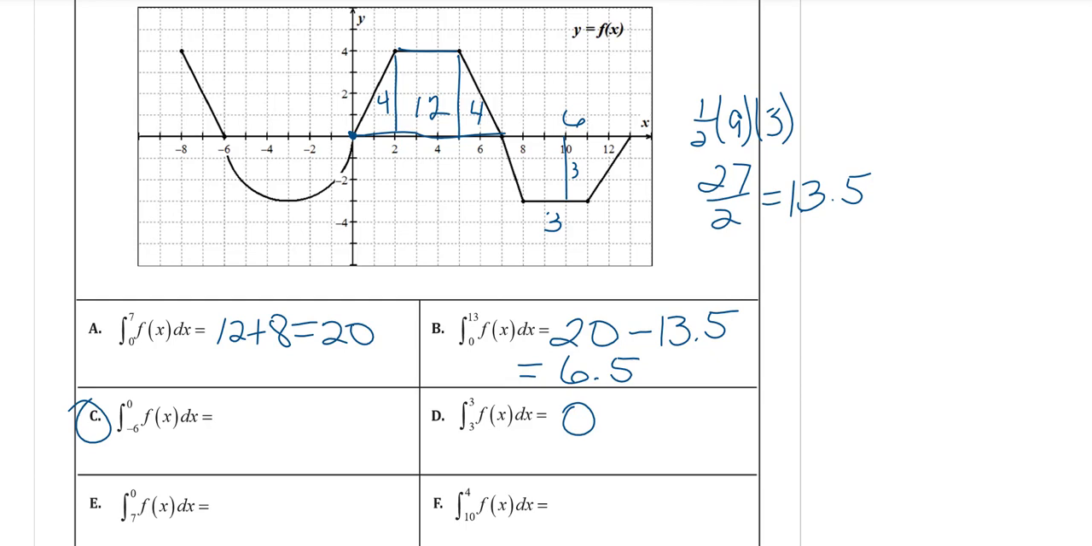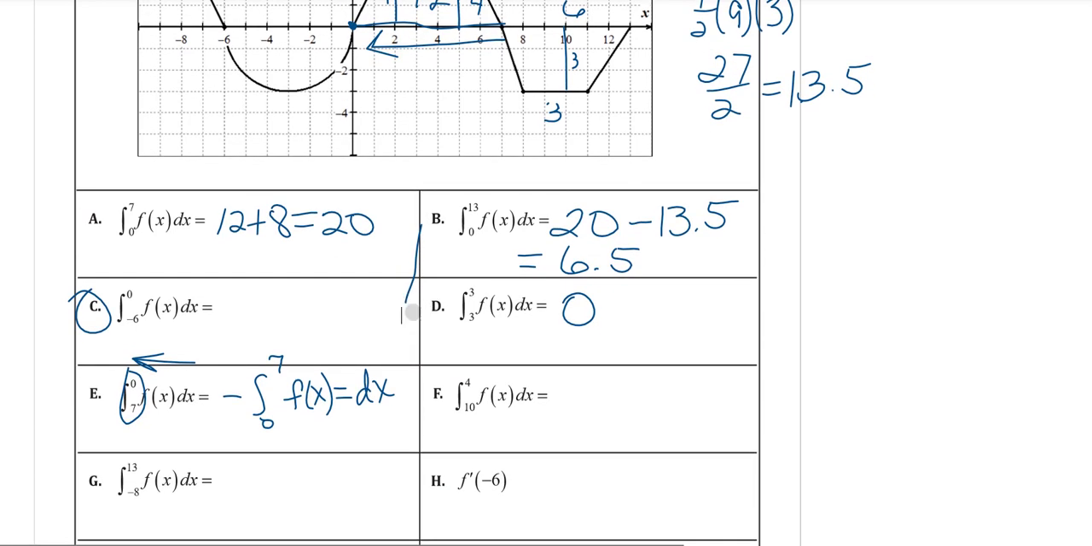Now the next one, though, what you notice is the limits of integration are backwards. So we're going to be going towards the left. So really what we're going to do is think of this as the opposite of what we already figured out in part A, because we're going to be moving this way towards 0 in the opposite direction. So the answer to letter E is going to be negative 20.